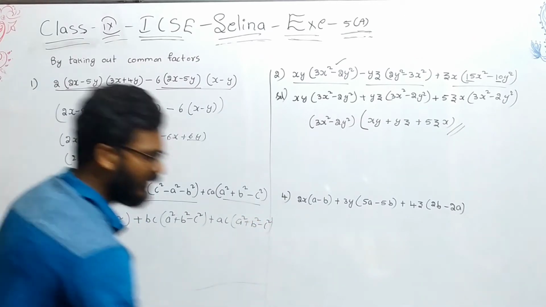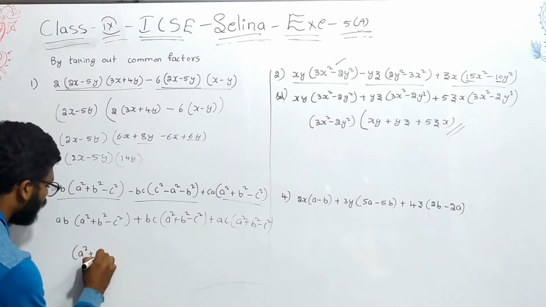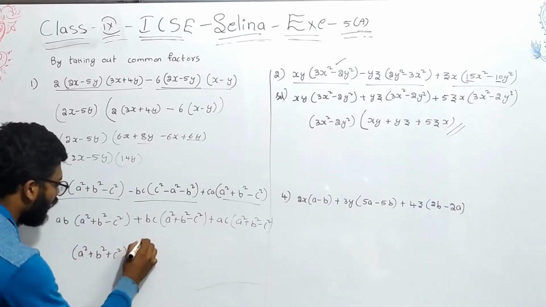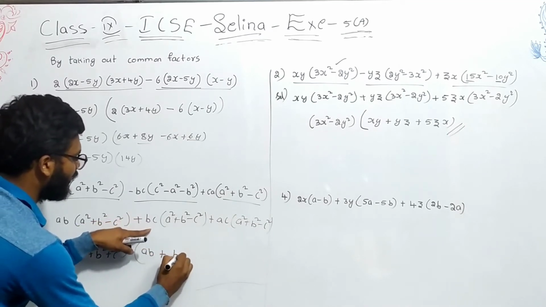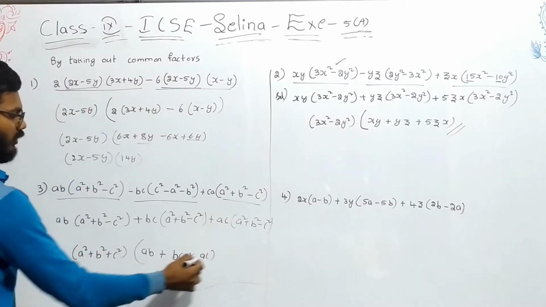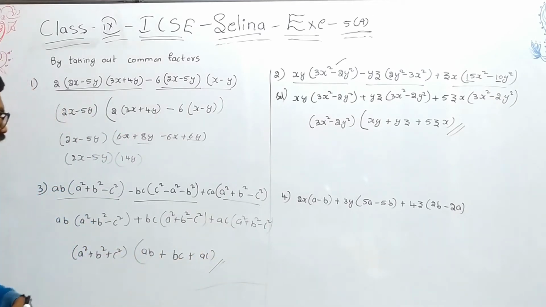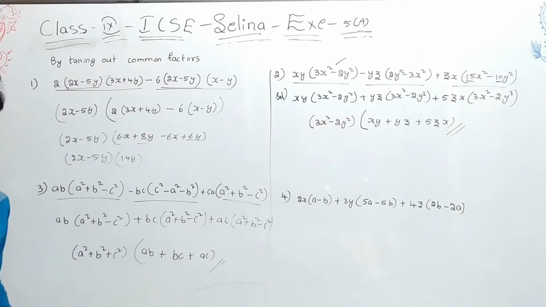Now, if I take out a square plus b square minus c square common from all these, bracket, first one AB is remaining plus second one BC is remaining plus third one AC is remaining. So, I have factorized it completely. Again, if there is anything in common, you can take out common there also.